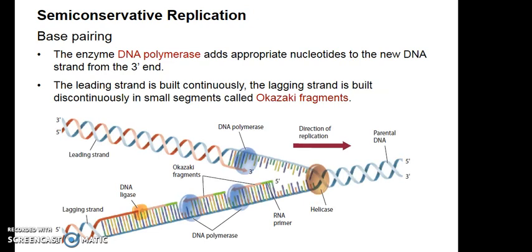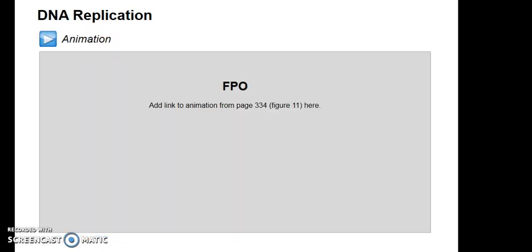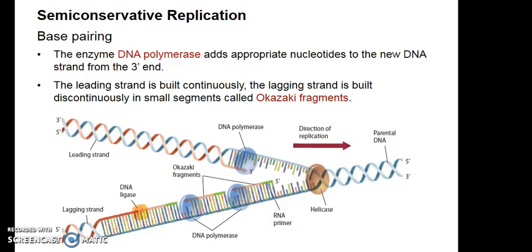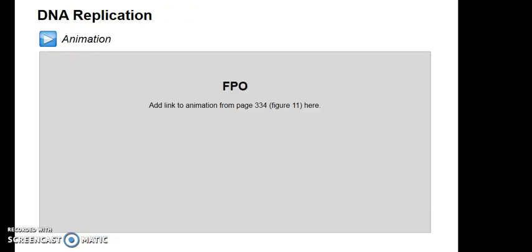The second step, base pairing. The enzyme DNA polymerase, which is right here, adds appropriate nucleotides to the DNA strand from the 3' end. The leading strand is built continuously, while the lagging strand is built discontinuously in small segments called Okazaki fragments.